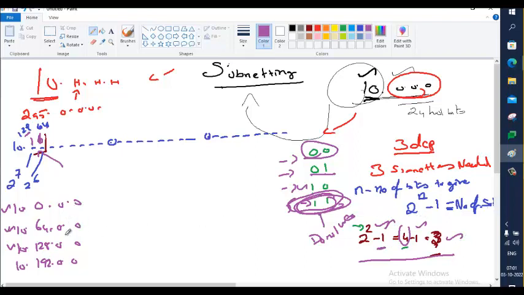So here we got 3 subnets, but what is the difference between simply writing one address 10.0.0.1 and 10.0.0.1? According to me, this looks the same. What is the difference? See, when you simply write 10.0.0.1, what does it mean? It means 255.0.0.0, which means this is the network and the host is 0.0.1.